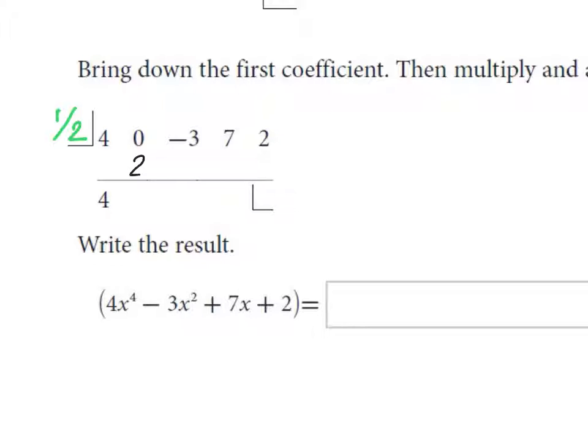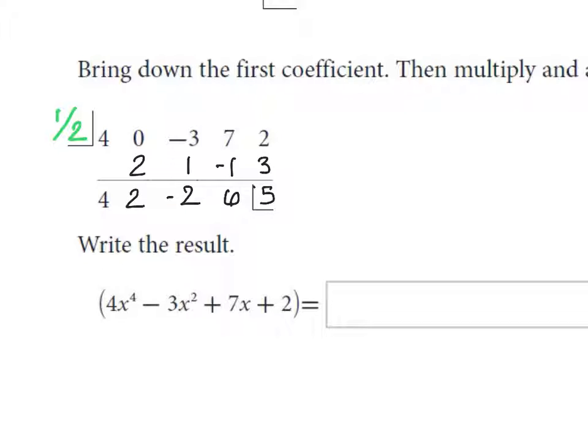Add straight down. 0 plus 2 is 2. Now I'm going to multiply 1/2 times 2. That gives me 1. And the answer goes in the next column. So that will be 1. -3 plus 1 is -2. Again, I'm going to take this 1/2 and multiply it by -2, which will give me -1. Add straight down, 7 plus -1 is 6. Multiply 1/2 times 6, which gives me 3. That goes in my next column. Add straight down, and I get 5.